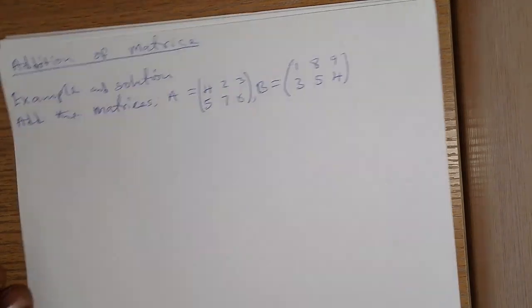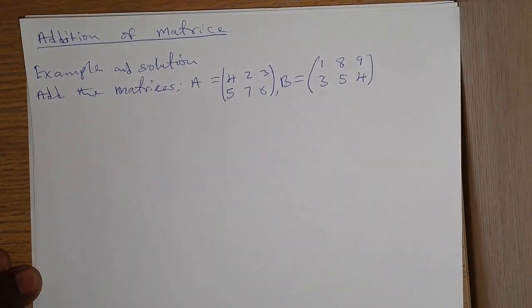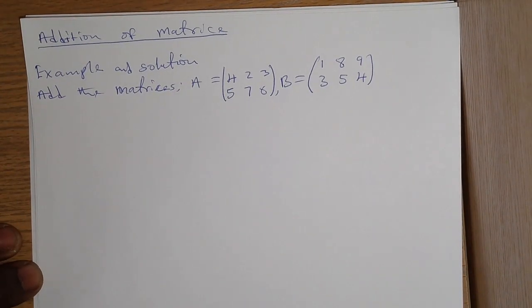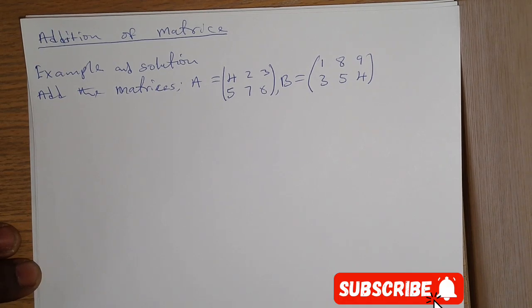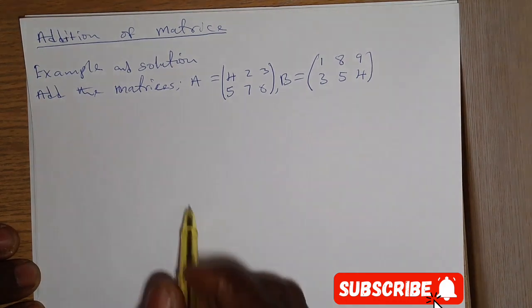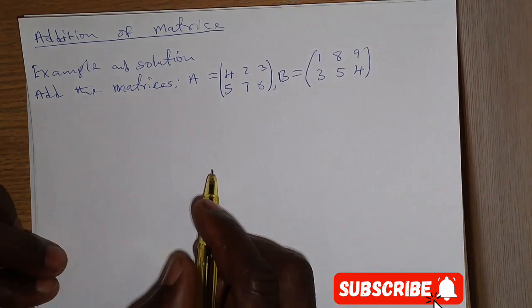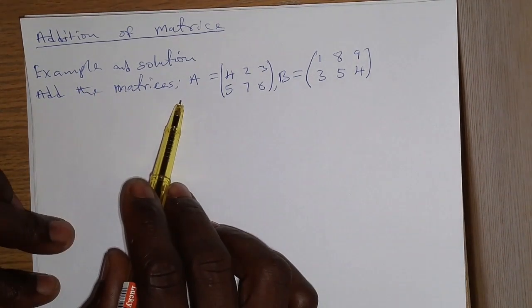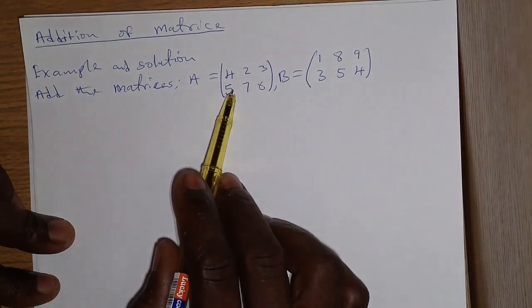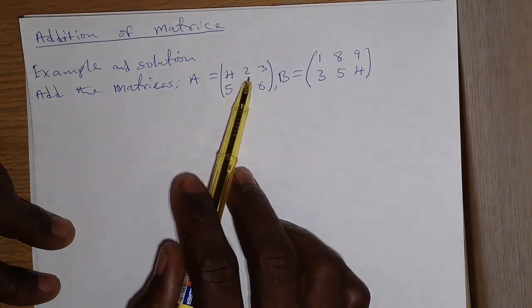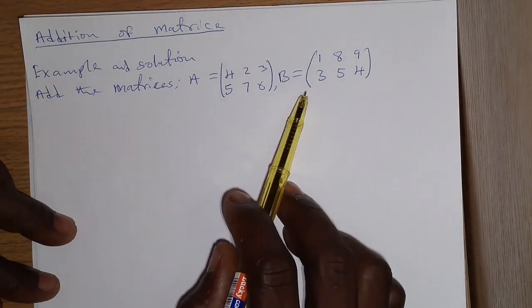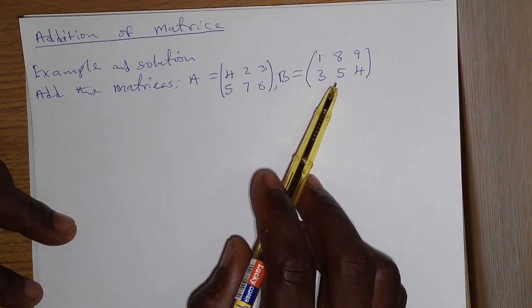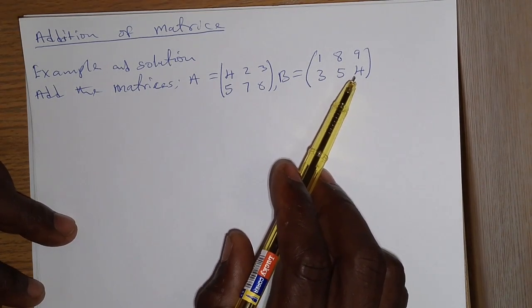We'll continue with our former tutorial, and today we'll be taking an example of addition of matrices. This one I will not be showing my face, I'm sorry, but I believe you will understand. So we have a problem here. We have to solve this example. Add the matrices. Given A equals 4, 5, 2, 7, 3, 6 and B equals 1, 3, 8, 5, 9, 4.